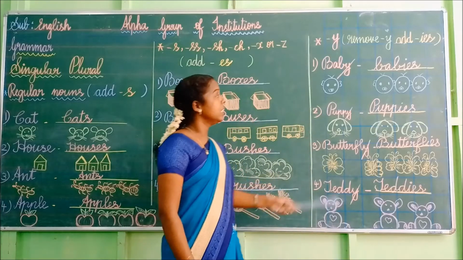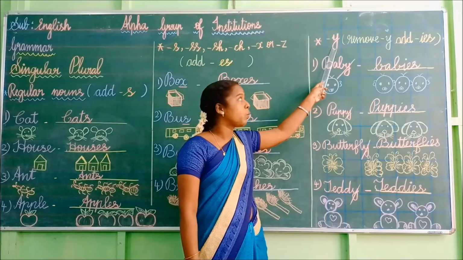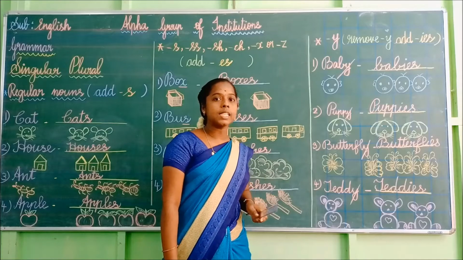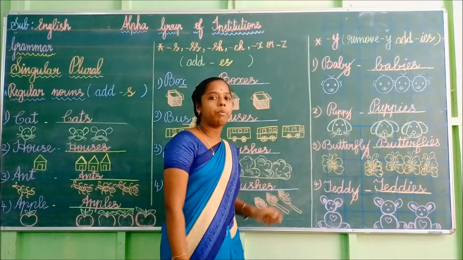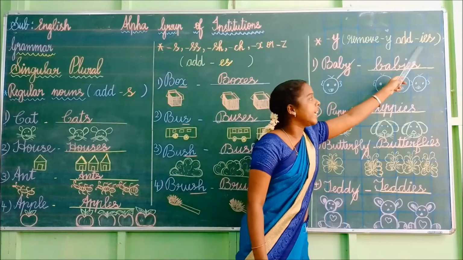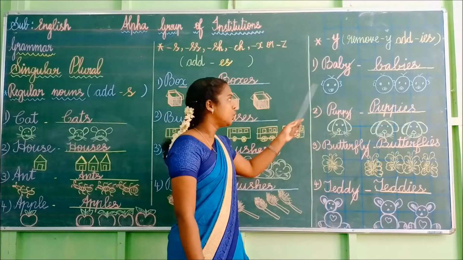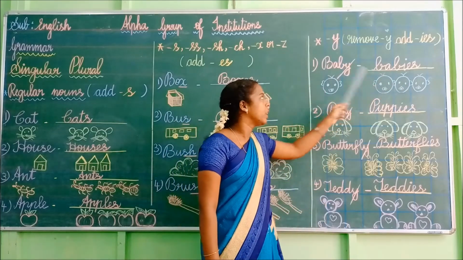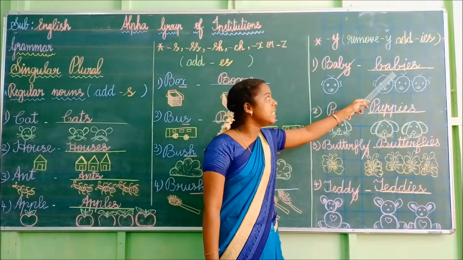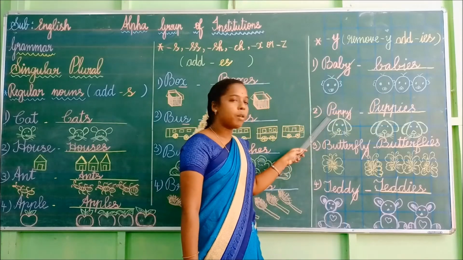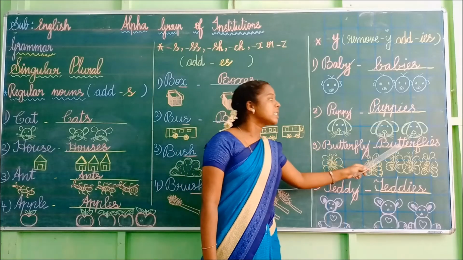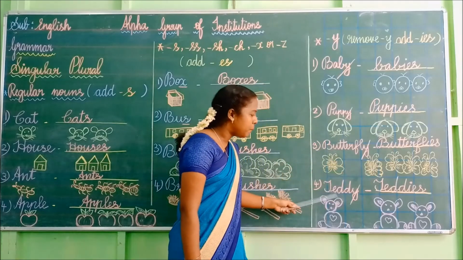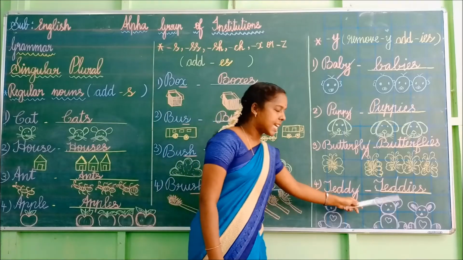So if the singular noun ends with the letter Y, what do you have to do first? You have to remove the Y and next you have to add IES to the singular noun to change the singular into plural. The plural form of baby is babies. The plural form of puppy is puppies. The plural form of butterfly is butterflies. The plural form of teddy is teddies.